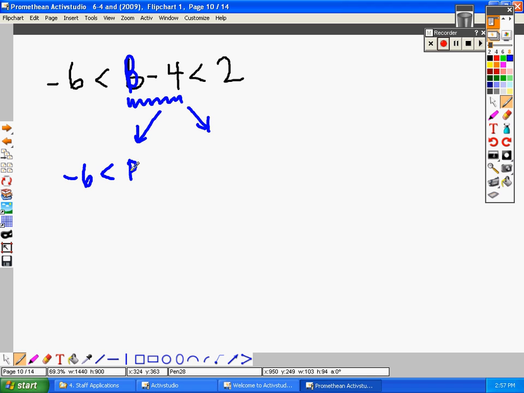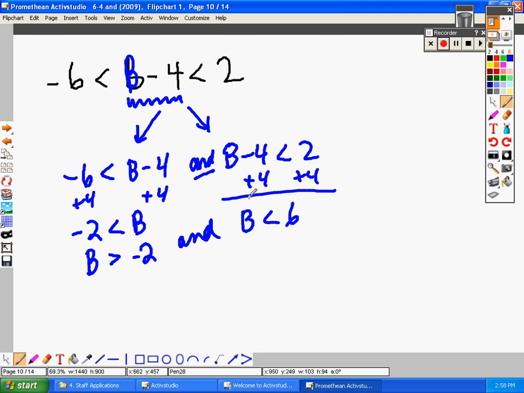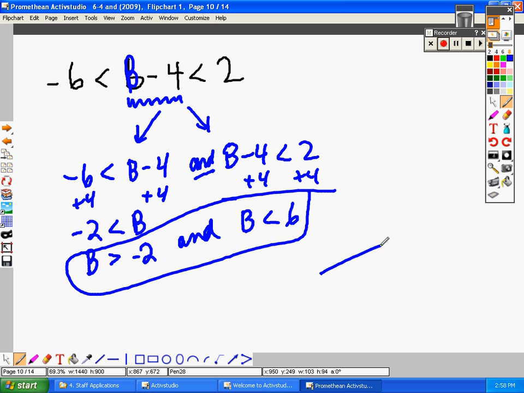Negative 6 is less than b minus 4. And, I'm going to write and. B minus 4 is less than 2. Add 4 on both sides. B is less than 6. And negative 2 is less than b, but remember we want our b on the left, so let's switch the number and the variable and let's flip the sign. And there is my answer. B is a number that's greater than negative 2.